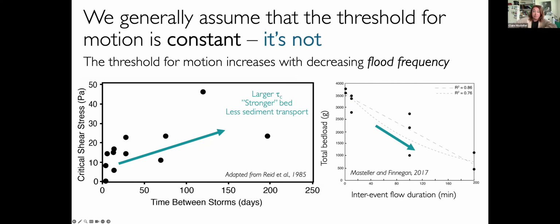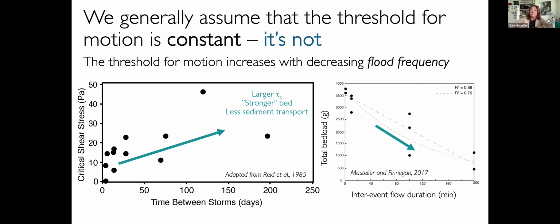And then finally, a problem that I've spent much of my career so far thinking about is this observation that the threshold for motion can vary with flow history. So first, there have been consistent observations that as we decrease our flood frequency, or increase the time between our storm events, the threshold for motion for the next event will increase, such that for the same flood stage discharge, less sediment will be transported. So Reed et al. first noted this effect in the field, observing that the threshold for motion in a gravel bed stream increased with increasing time between storm events.